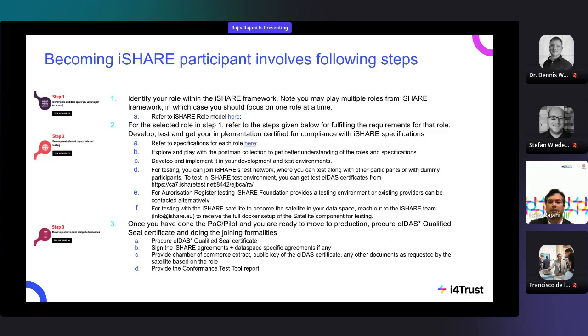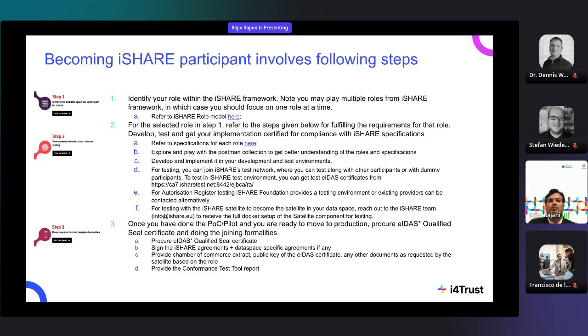These agreements are signed by all parties, and for certified parties or certified roles, there are additional agreements that they need to sign. There are some formalities like providing an extract of the Chamber of Commerce and providing some other documents proving your organization and the public key of your EIDAS certificate, for example, when you are actually onboarding to iSHARE to become a participant. And last but not least, more important one is we also provide the conformance test tool report of your implementation to make sure that your implementation complies to the specification. And this is to make sure that you also remain interoperable with all other participants.